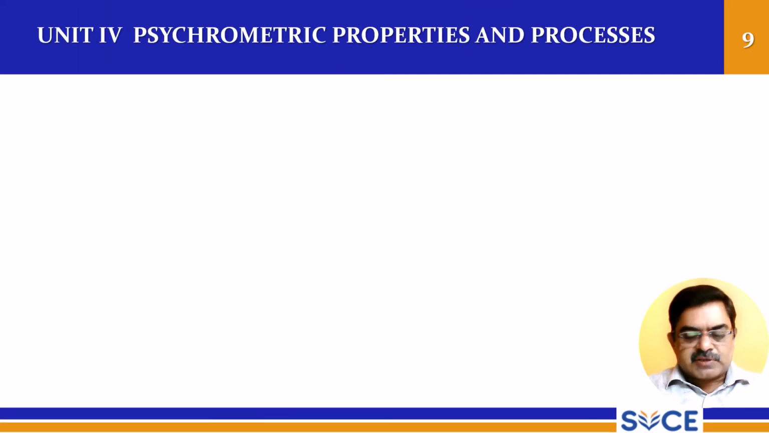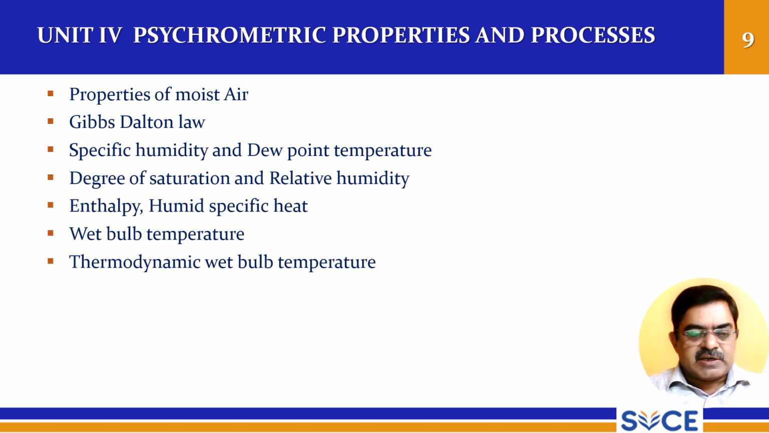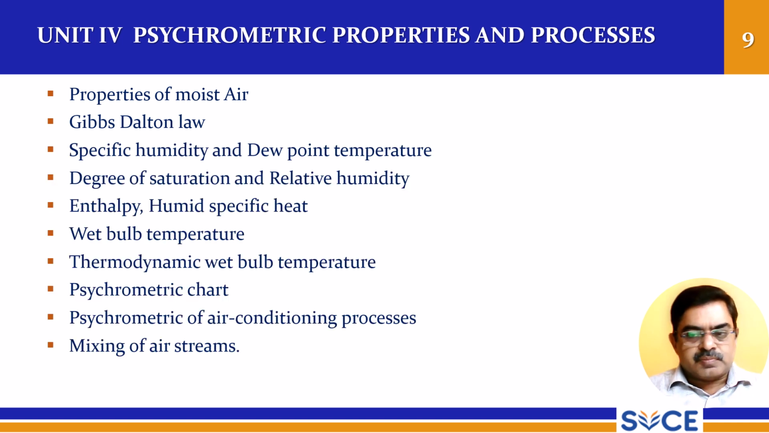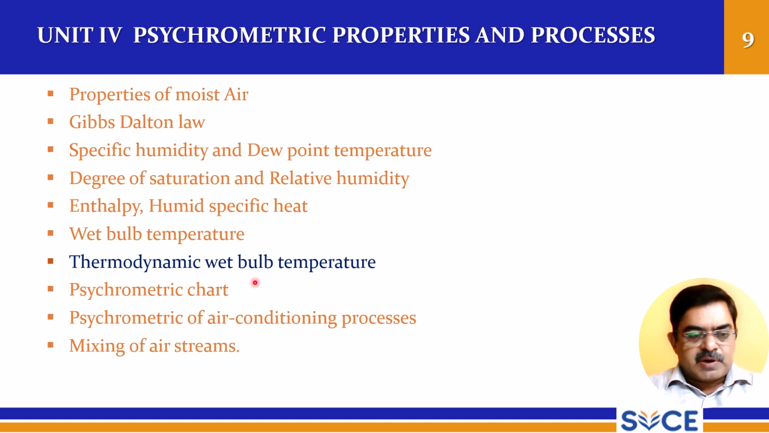So these are the topics we have completed in unit number 4. And now we are going to see thermodynamic wet bulb temperature. So this topic we shall cover today, and in the next session we will see psychrometric of air conditioning processes, mixing of air streams. So these are the three other topics we have to see in this unit, which we will see in the coming 3 more classes.